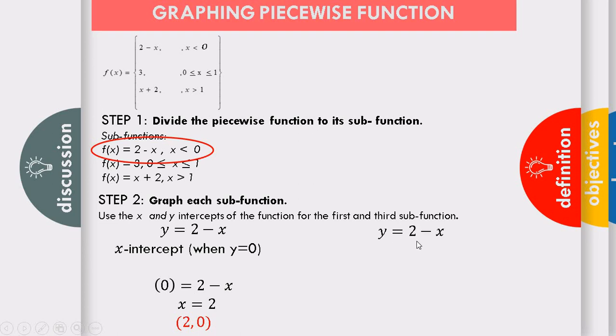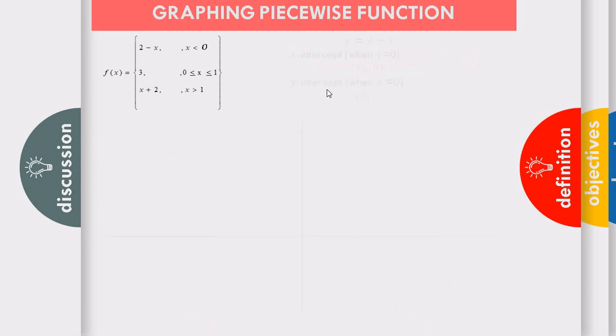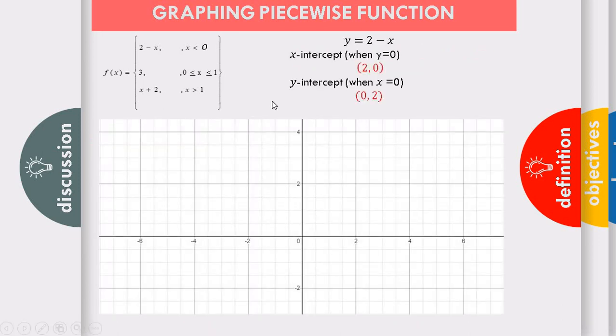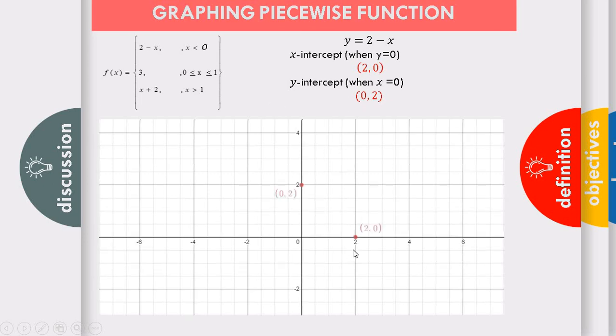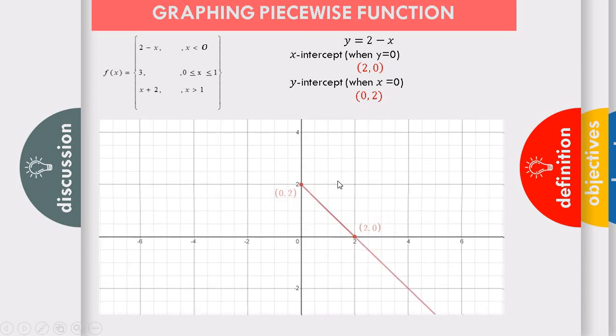Next, y equals 2 minus x. So y intercept, change x to 0. Y equals 2 minus 0, y equals 2. Therefore, the second coordinate for the first subfunction is 0, 2. Okay? So we will now graph. So the first point, we have 2, 0. And the second point is 0, 2. Then connect. So this is the graph of the first subfunction.